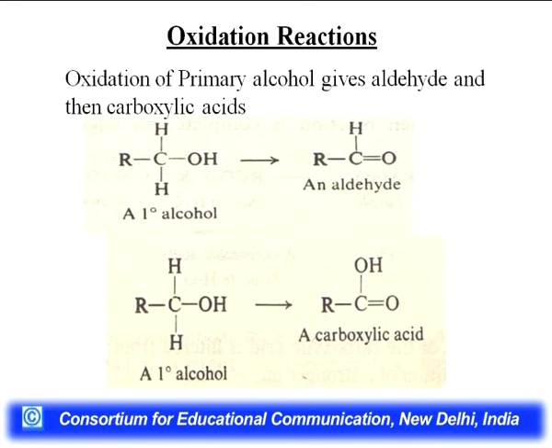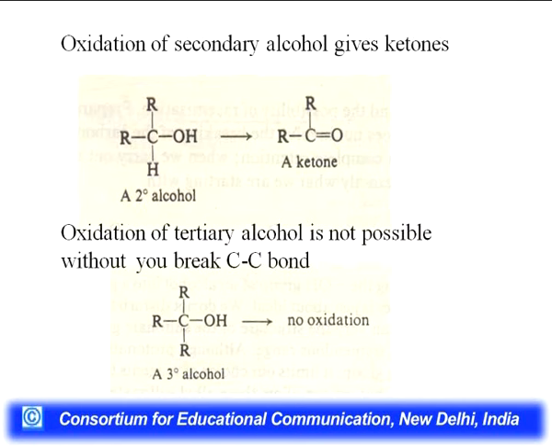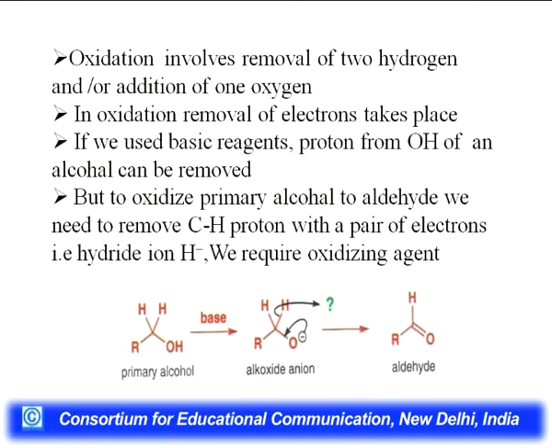Oxidation reactions of alcohols. Oxidation of primary alcohol gives aldehyde and then carboxylic acid. You can see in the slide that primary alcohol will first give aldehyde, and further oxidation will give carboxylic acid. If we oxidize secondary alcohol, we get ketones, and tertiary alcohol cannot be oxidized unless we break the carbon-carbon bond. So we can simply say tertiary alcohol cannot be oxidized.